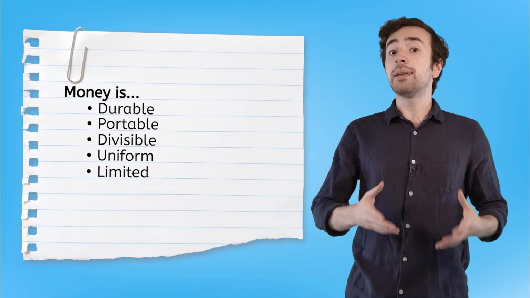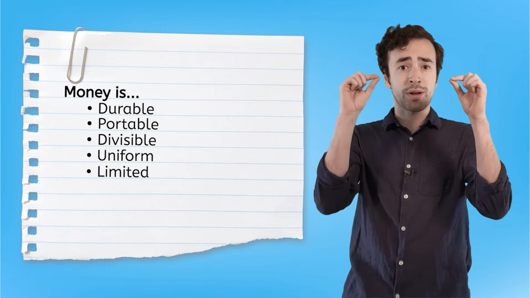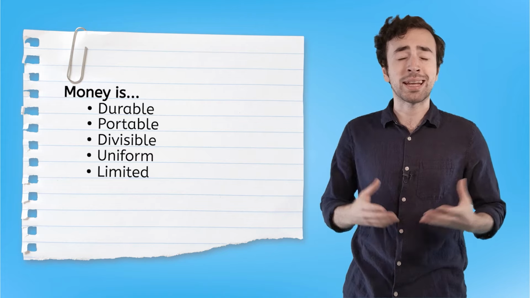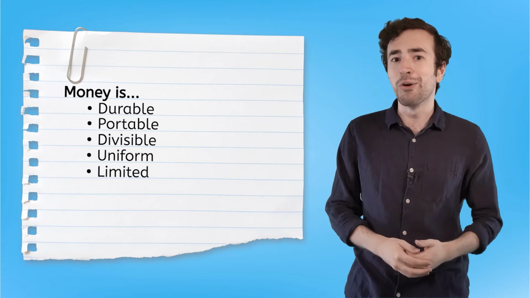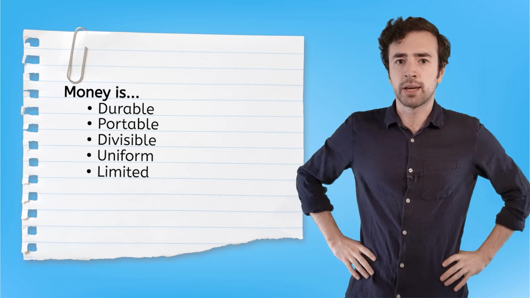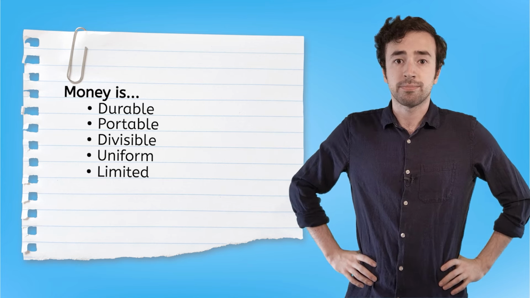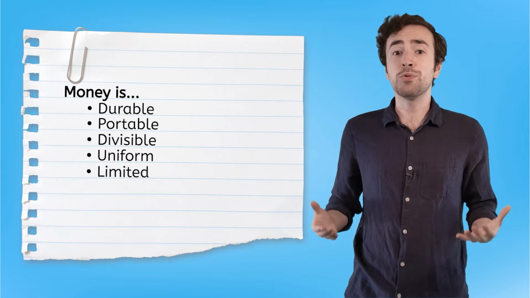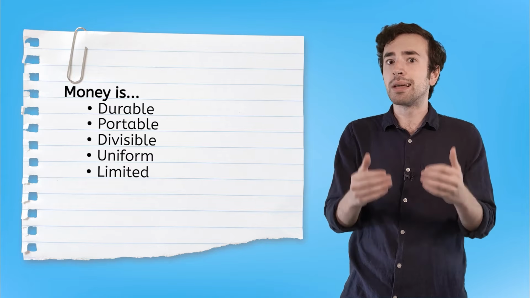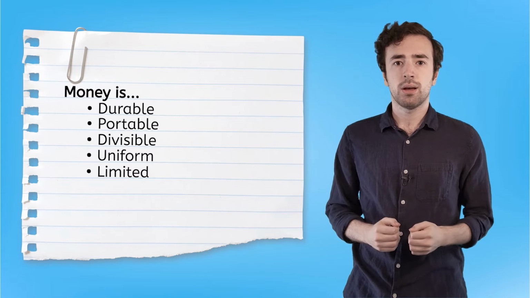Money is also in a limited supply, meaning there's only a certain amount of it in circulation at any given point. That's why we're not allowed to make our own money. It's called counterfeiting, and you will go to jail. Even governments have to be careful how much money they print. If they print too much, then the money becomes less limited and therefore less valuable.